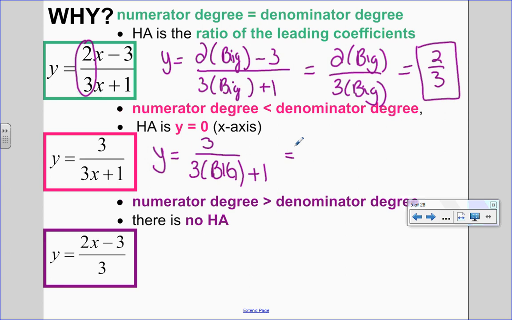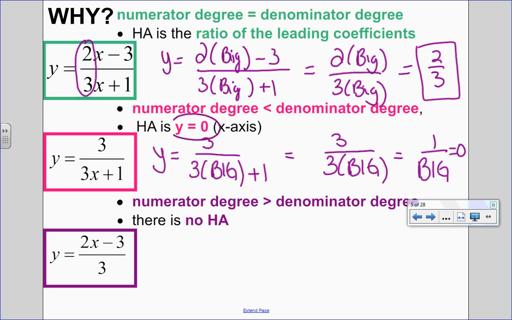Okay, well, if I have a really big number and I add 1 to it, it's still just a really big number. So if I have 3 over 3 times a really big number, well, the 3's cancel out, and that's like saying 1 over a really big number. So as I make my denominator bigger and bigger and bigger, 1 over that big number will become a really small number, and it will approach 0. So that's why, in this case, the horizontal asymptote is 0.